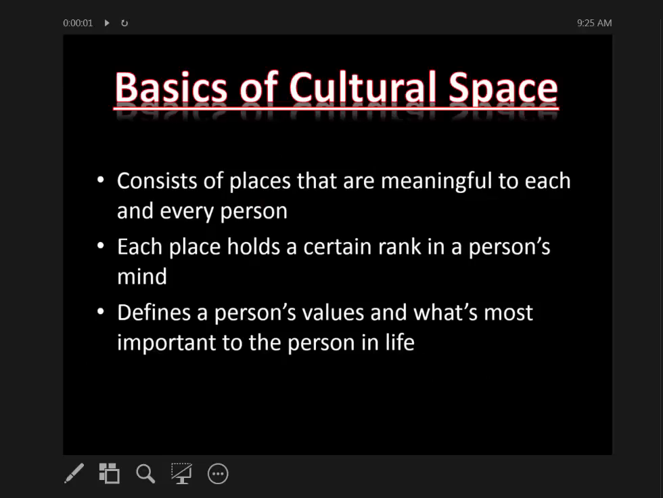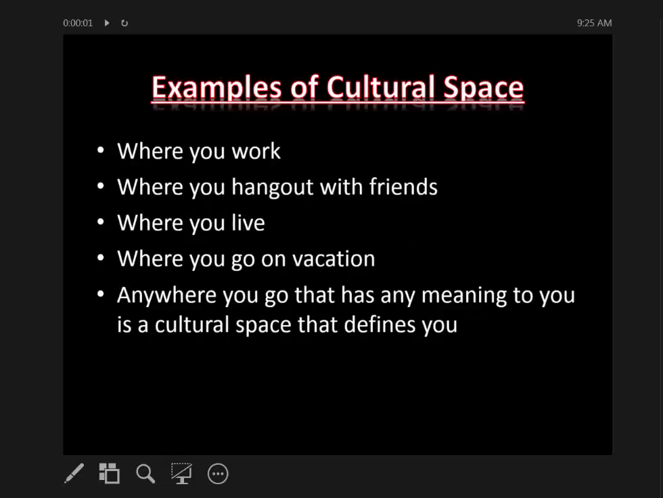Basics of cultural space. Consists of places that are meaningful to each and every person. Each place holds a certain rank in a person's mind. It also defines a person's value and what's most important to that person in life. Examples of cultural space. Where you work, where you hang out with friends, where you live, where you choose to go on vacation, and anywhere that has any meaning to you is a cultural space that defines you.